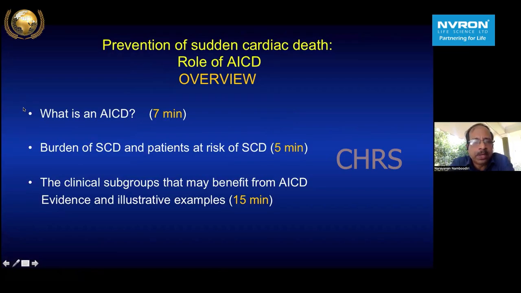I'll cover this topic in the next maybe 25 to 30 minutes under these subheadings. What is an ASCD? What is the burden of sudden cardiac death in the community? What categories of patients are at risk for sudden cardiac death? And the clinical subgroups that may benefit from ASCD, with some evidence and illustrative examples.